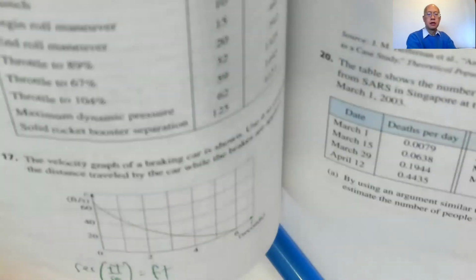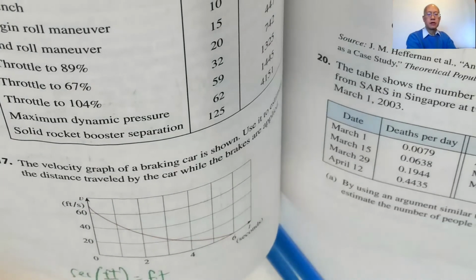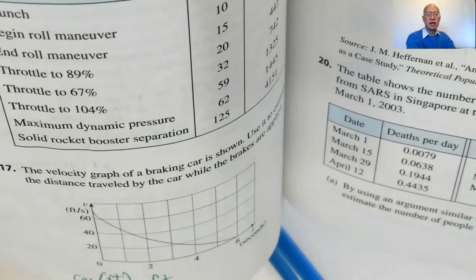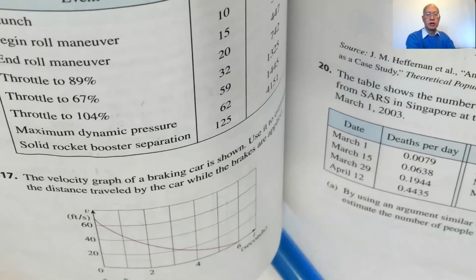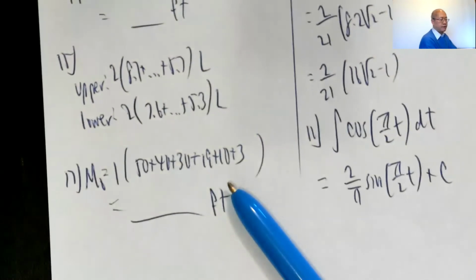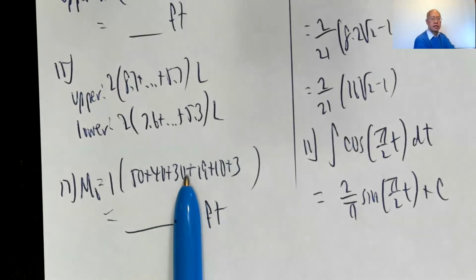17, you pick the midpoints. Okay, so between 0 and 1, I said 50. Between 1 and 2, I said 40, and so on. Just guesstimate from what we have here. 50, 40, 30, 19, 10, 3.